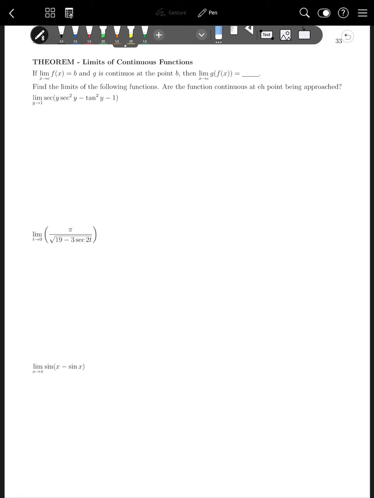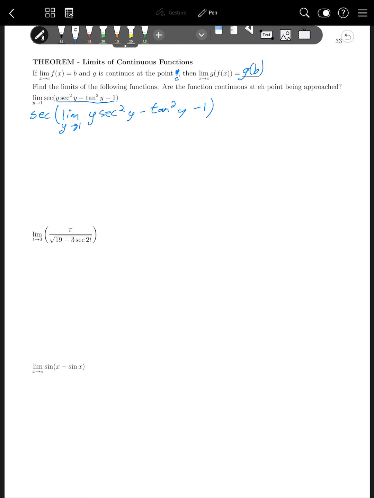This idea of continuity can also help us with finding some limits by using the limits of continuous functions theorem. So if the limit as x approaches c of f of x equals b, and g is continuous at the point, and this should say c, not b, then the limit as x approaches c of g of f of x is simply g of b. So what this allows us to do is, if we're finding a limit like this where we have a composition of functions, a function within a function, we can simply put the limit inside the outside function, assuming the outside function is continuous at that point. And one really easy way to check is just to try it.